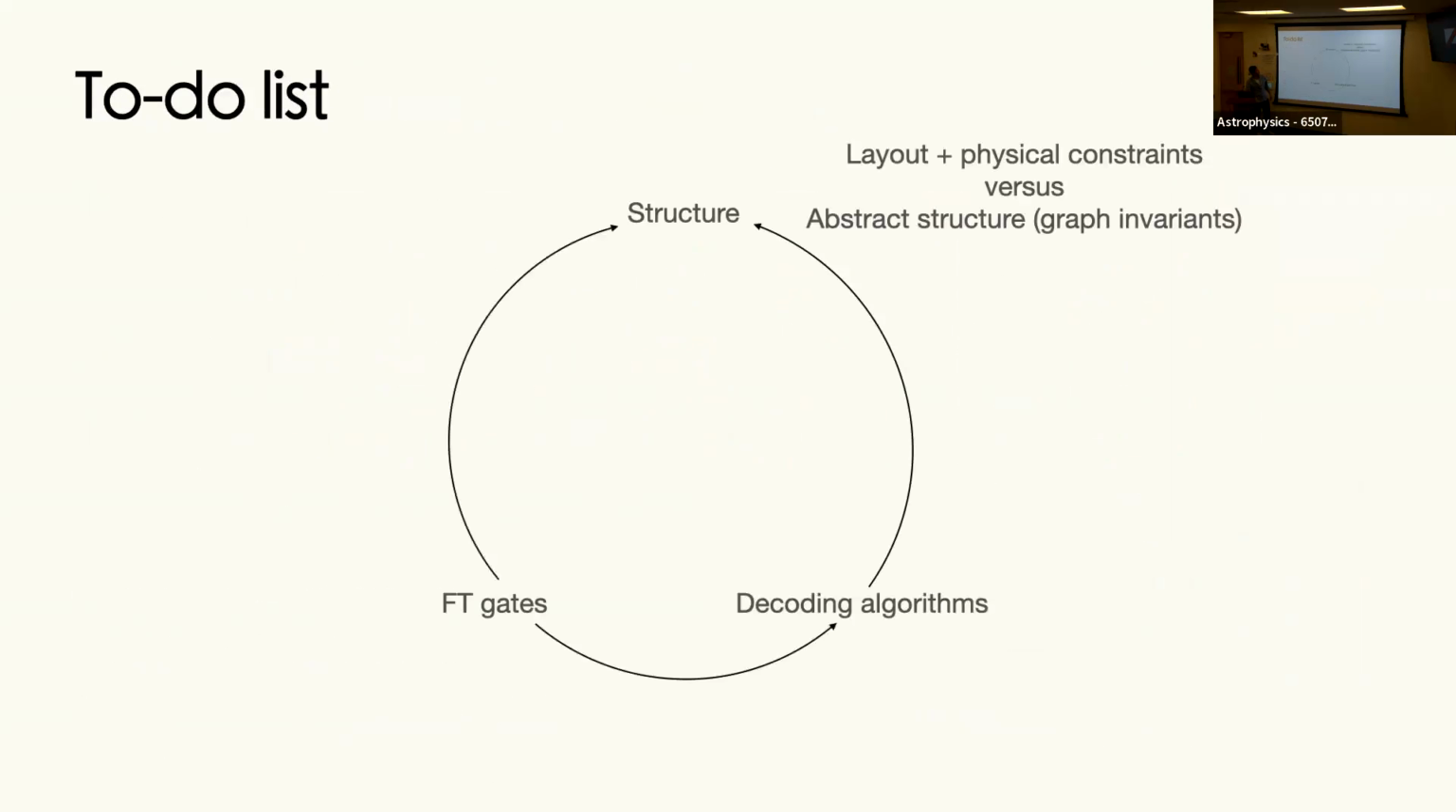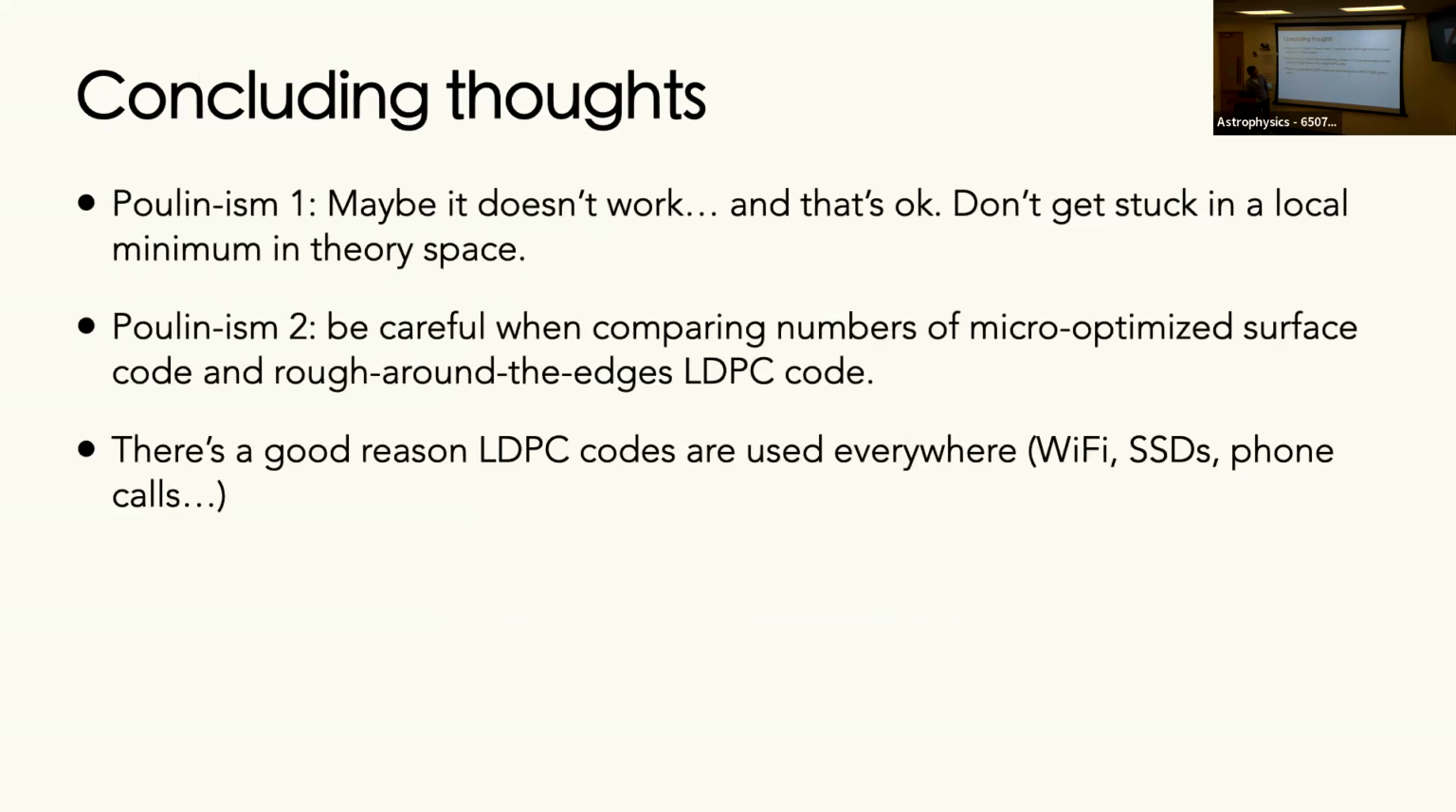There's also a bunch of things that we need to do to be able to realize these codes in practice. So we now have explicit syndrome extraction circuits, but we still need to think about how to implement fault-tolerant gates, efficient decoding algorithms, and how you might tailor your code to a specific architecture. So with that, let me leave my conclusion slide up.